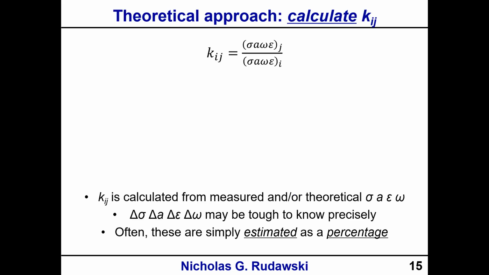So the next thing then is the theoretical approach, which is you calculate k_ij. So this is k_ij again.